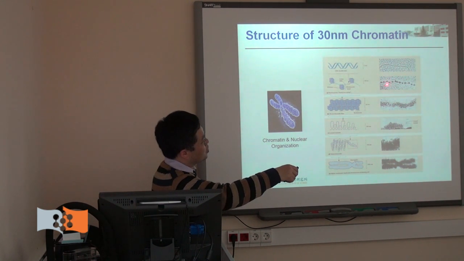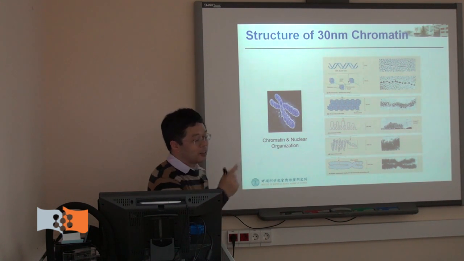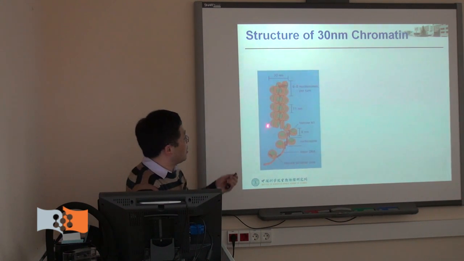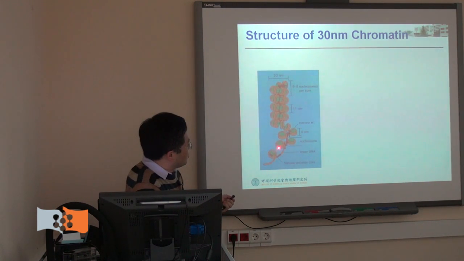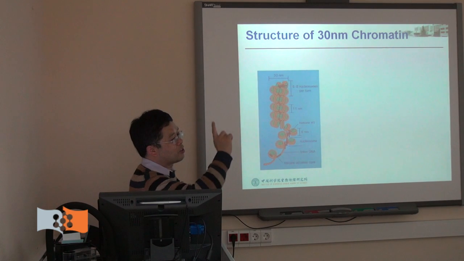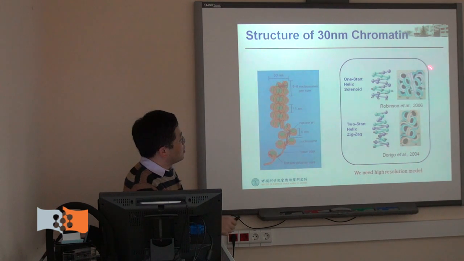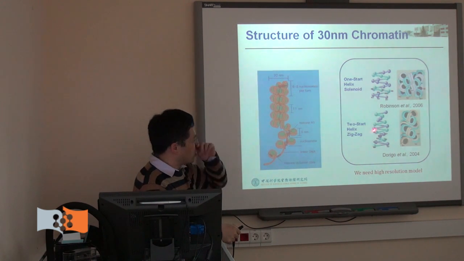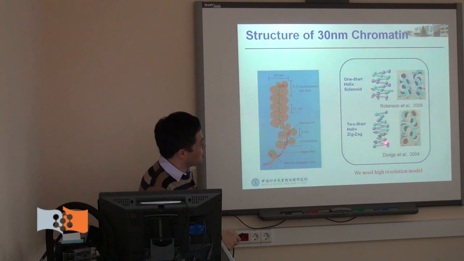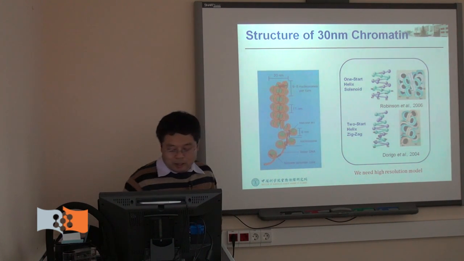How these nucleosomes are organized into chromatin. This is from a textbook. Typically, people think of it this way: the nucleosomes are packed like a solenoid model, wrapped this way. But there is still a debate. This is the solenoid model, or it is this way. A lot of information supports this kind of zigzag model. So we need high resolution to see how it's organized. That's what we are thinking.